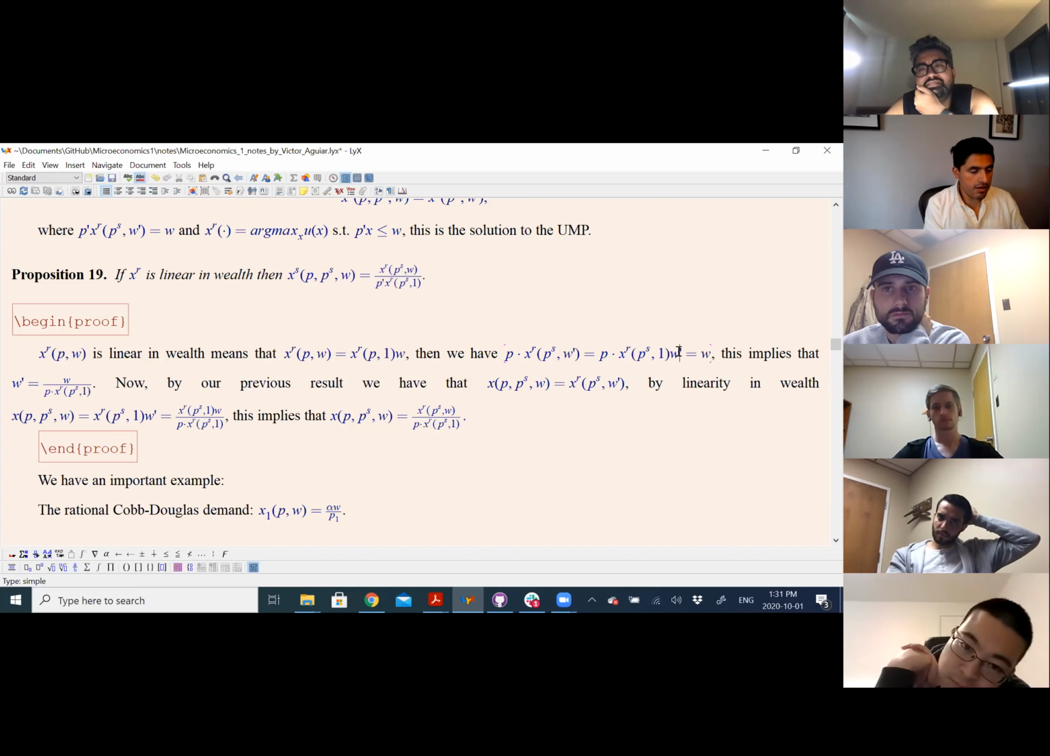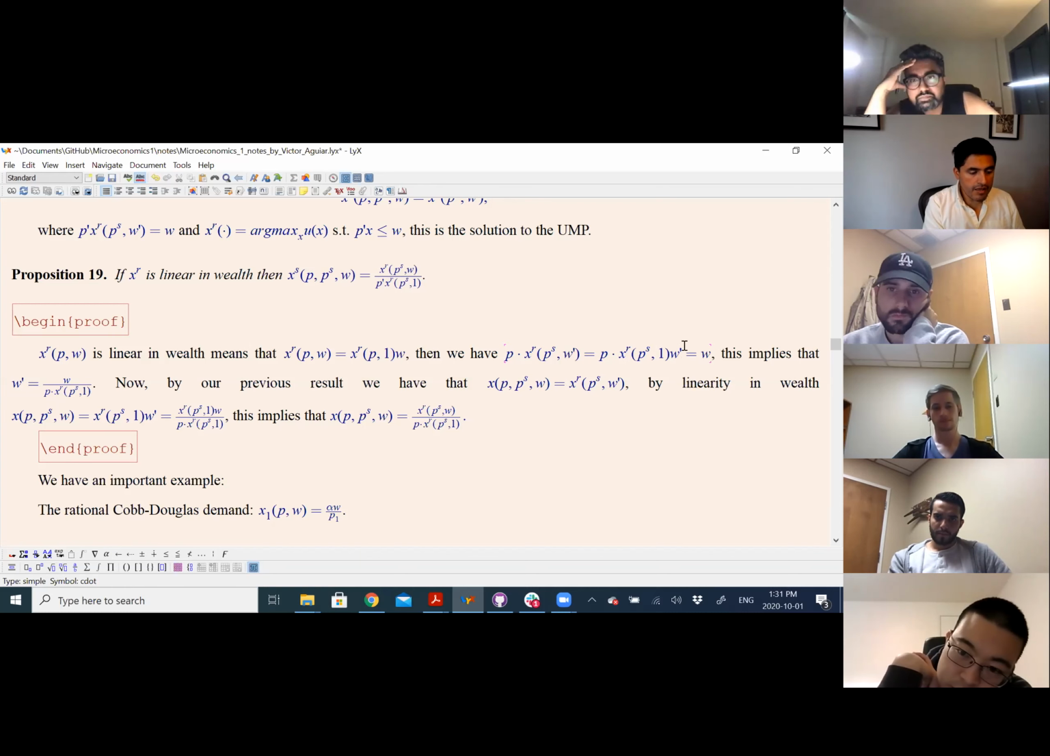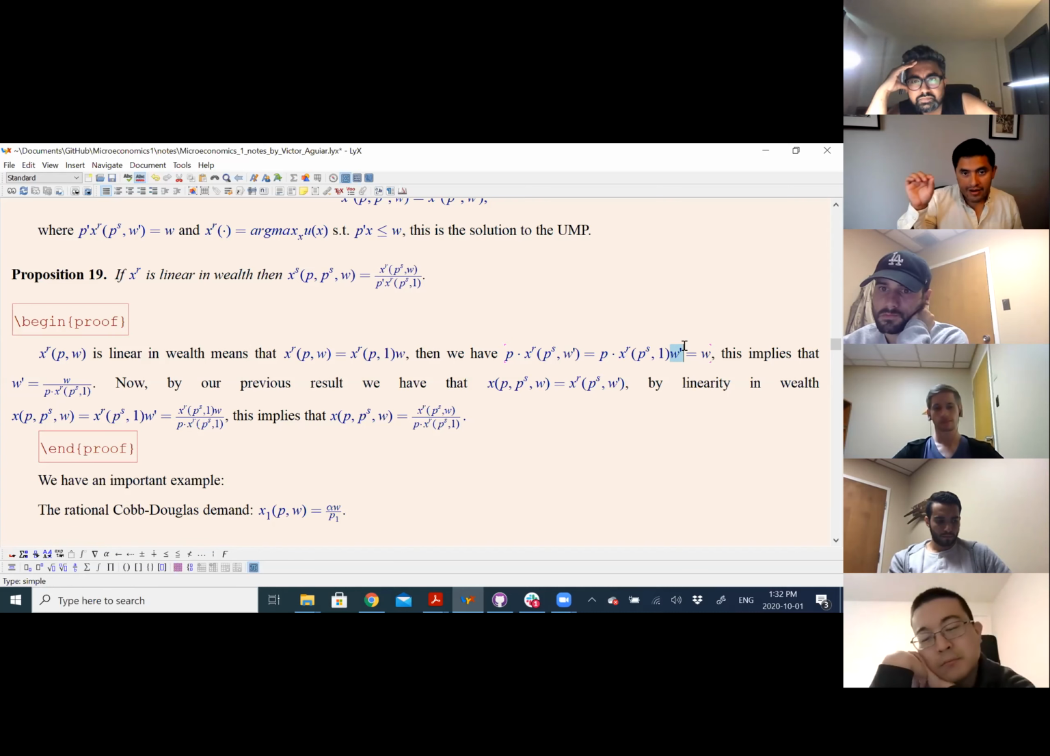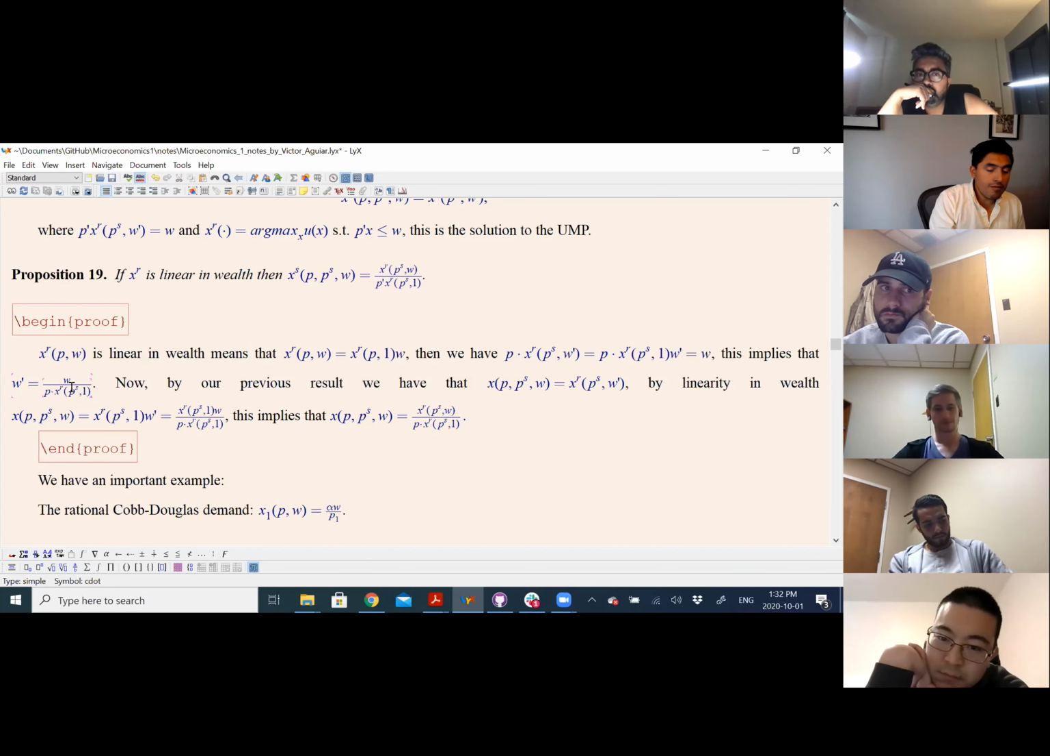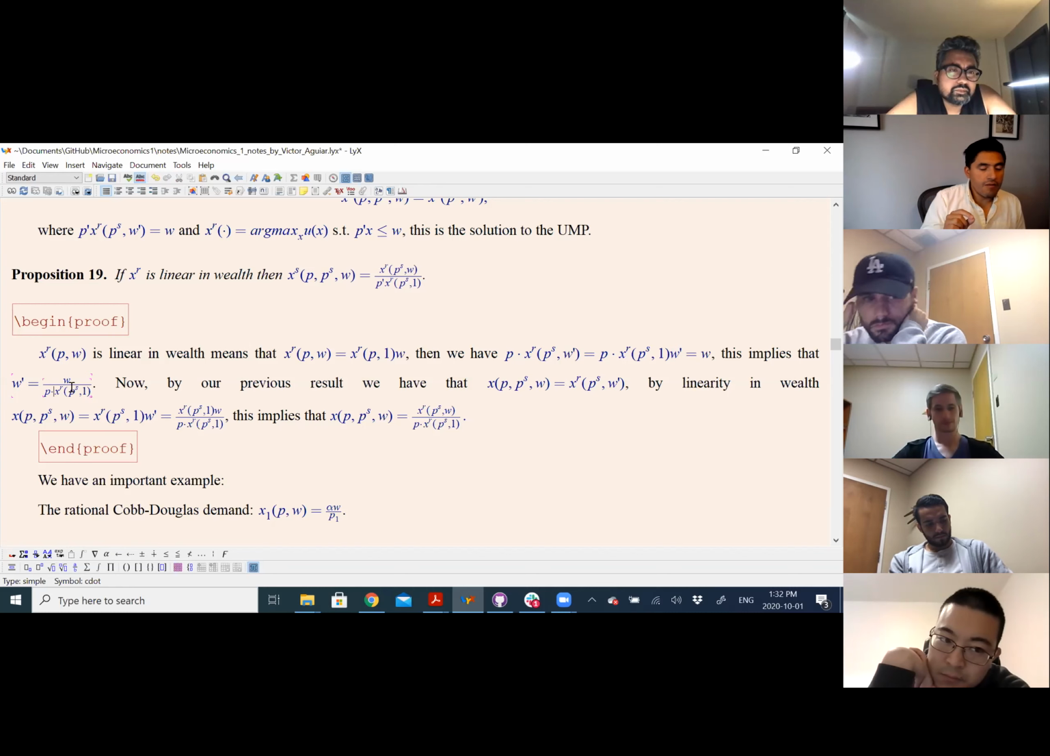I think the intuition is correct, but let me give you the actual expression. So then I multiply P times XR evaluated at 1, times W prime. That's the key of the linearity, right? I can take out the unknown. And then I just solve for W prime. And now I get W divided by the inner product of prices with the rational model evaluated at income 1.